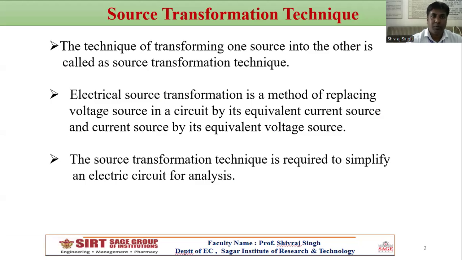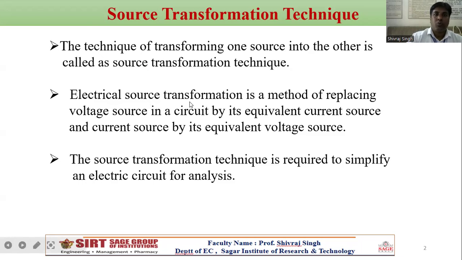Source transformation is basically a method to transform one source into another source. For example, we can analyze the circuit. For simplicity, we can replace one source with another source, like a voltage source converted into a current source. Suppose a current source is converted to the equivalent voltage source. So in the source transformation method, we can convert one source to another source.